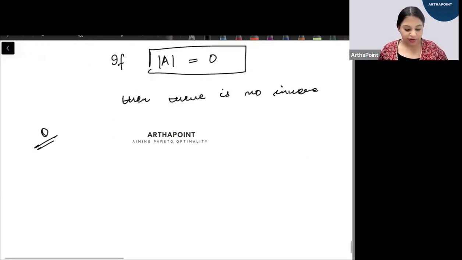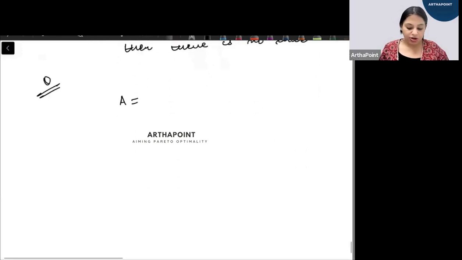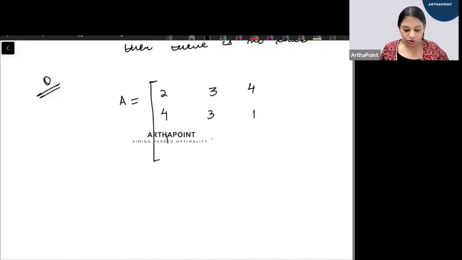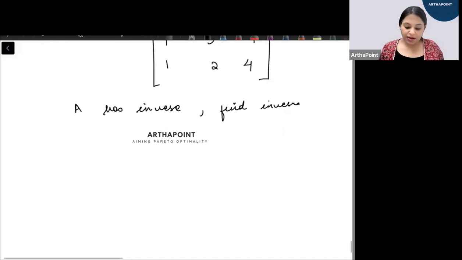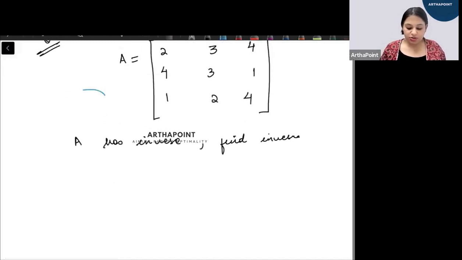Question says that you have a matrix A, and this matrix A is 2 3 4, 4 3 1, 1 2 4, and it says show A has inverse, and not only that but find the inverse of A. Show that A has inverse and find the inverse of A. So first, what do we do? To show A has inverse, we just have to find the determinant of A.